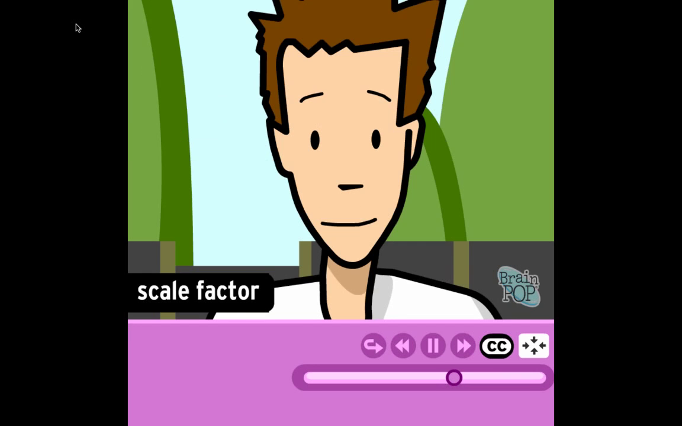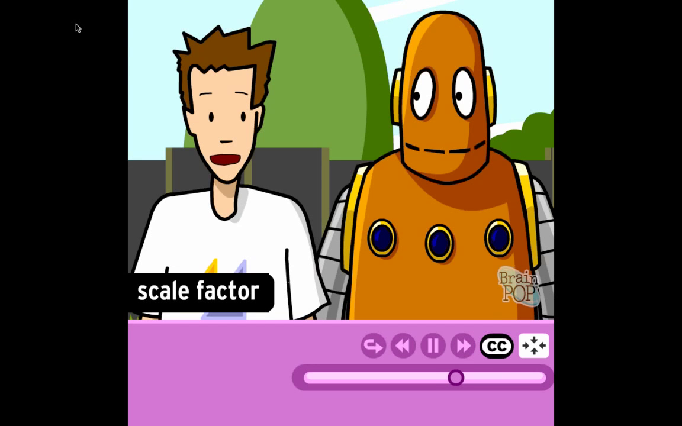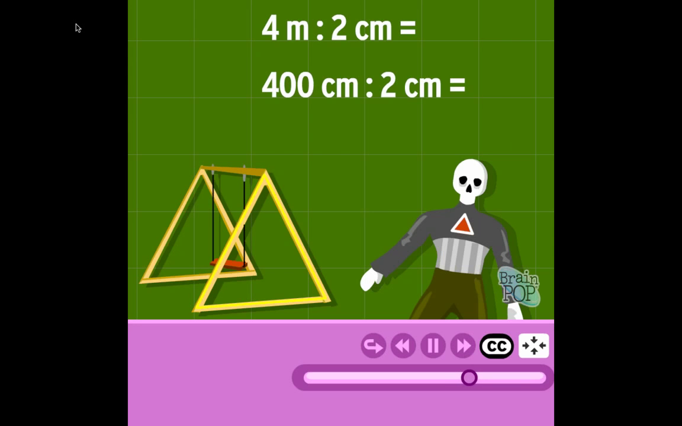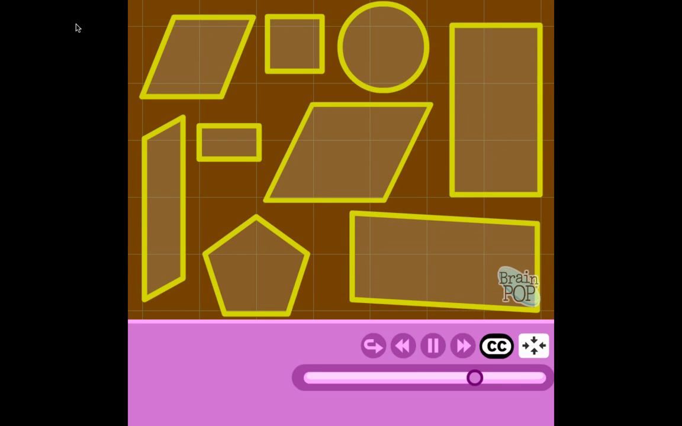If we want to find out the size difference between the two triangles, we can use something called scale factor. To find the scale factor between two similar geometric shapes, you just simplify the ratio between any two corresponding measurements, not including angles. Let's use two sides from our triangles. The ratio is 4 meters to 2 centimeters. The big triangle is 200 times bigger than the small one. By the way, this applies to all kinds of shapes, not just triangles.